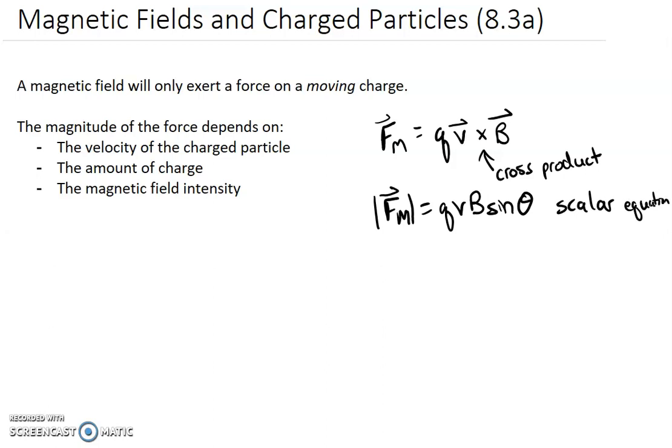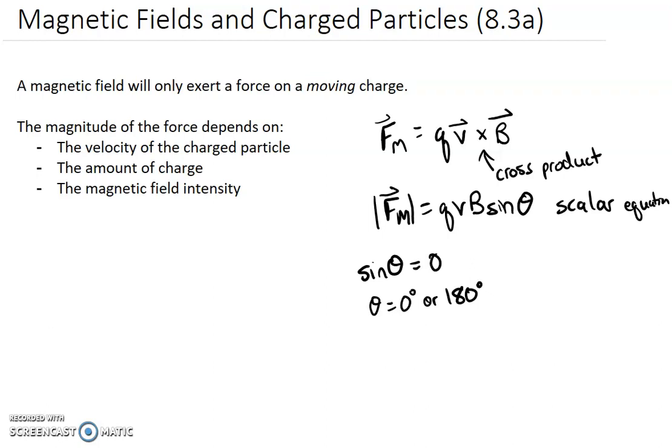So if you look at that scalar equation and consider a few things, if Q, V, or B is 0, then obviously the magnitude of the force in the magnetic field is also going to be 0. If you just consider sine theta for a minute, when is sine theta 0? Well, we know from the graph of sine theta that sine theta is 0 when theta is equal to 0 degrees or 180 degrees.